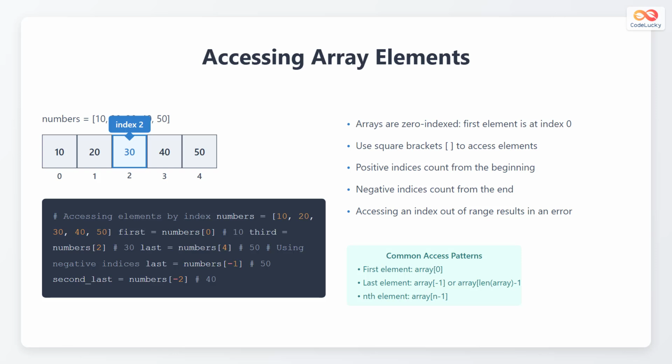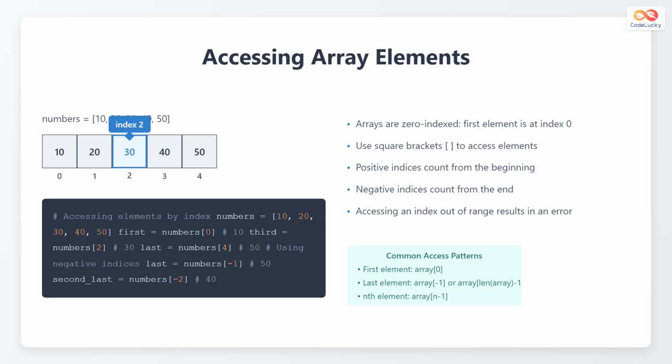Let's learn how to access the elements within an array. Arrays are zero-indexed, meaning the first element is at index 0. To access an element, you use square brackets with the index number inside. You can use both positive and negative indices. Positive indices count from the beginning of the array, starting at 0, whereas negative indices count from the end, starting at -1. Accessing an index that is out of range will result in an error.